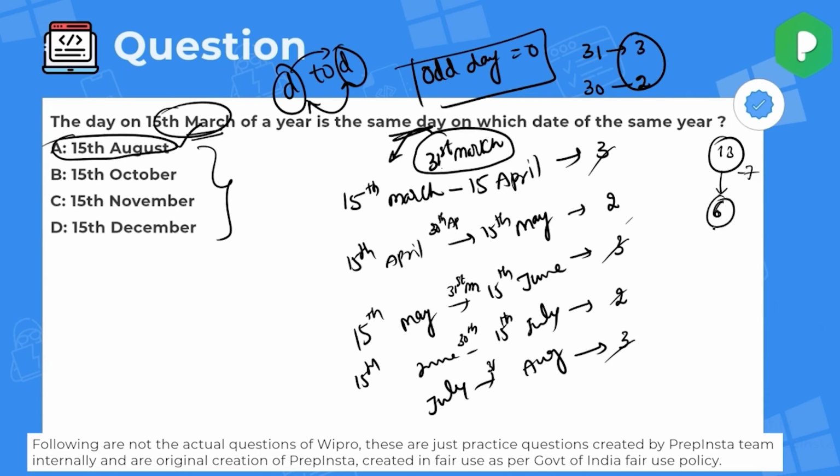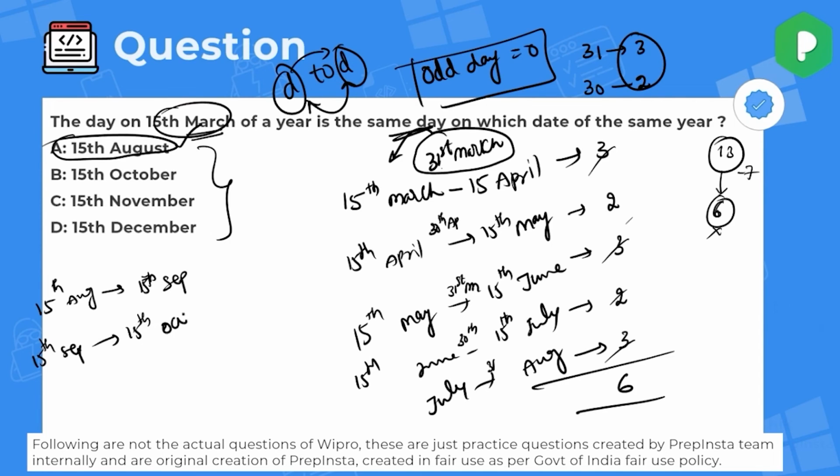So this is not your answer. August is not your answer. Just go with the other options. From 15th August we have already obtained 6 odd days till now. So next, 15th August to 15th September, 15th September to 15th October, and 15th October to 15th November.